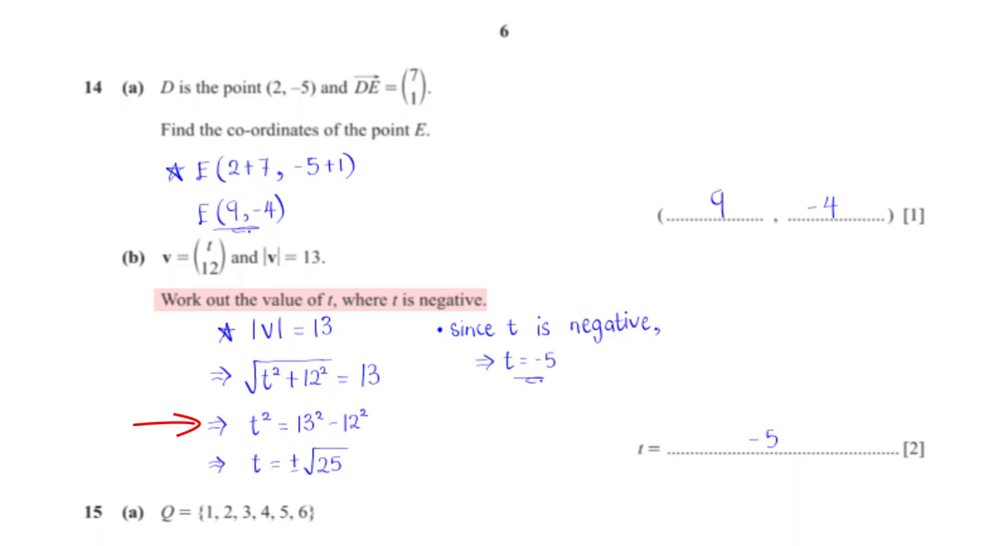13 squared minus 12 squared is equal to 25. And so when we take the square root of both sides of the equation, we have t is equal to plus and minus the square root of 25. We've been told that the value of t is negative, and so we are going to ignore the positive and have our final answer for t being equal to negative 5.